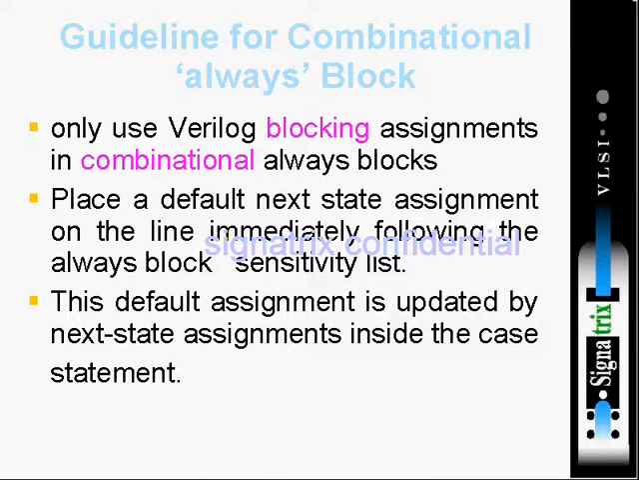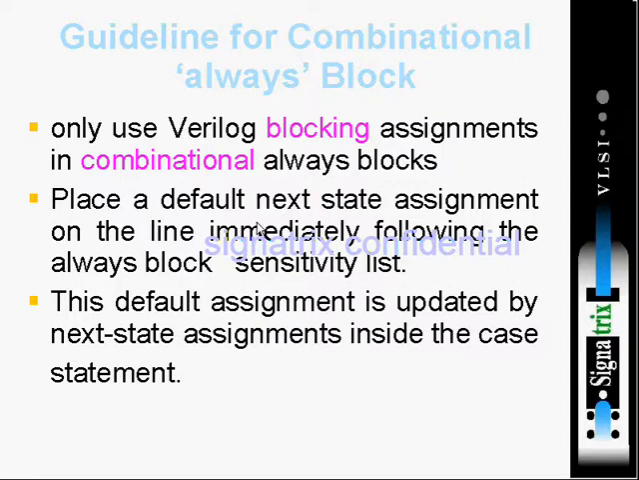In sequential, we are waiting for one event, that is clock, and after getting the clock only we need to update the output of a register. Combination is different. As soon as there is a change in the input, that should reflect in output. So blocking is an assignment that will help you to achieve that feature. Place a default next state assignment on the line immediately following the always block sensitivity list.